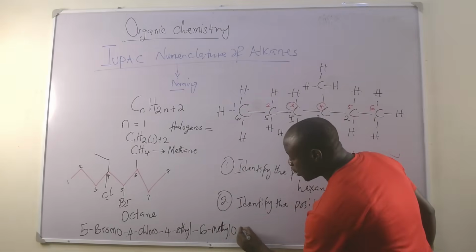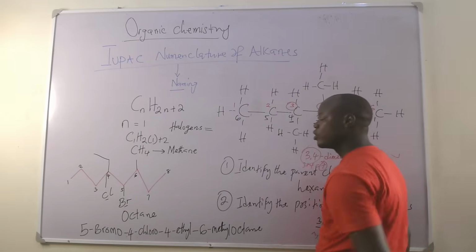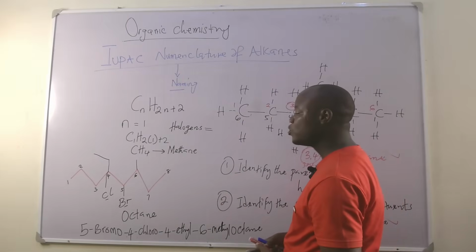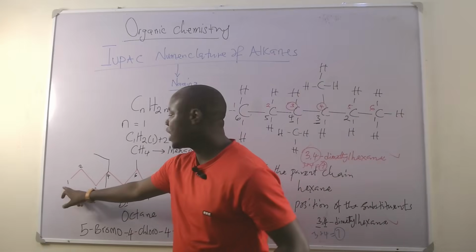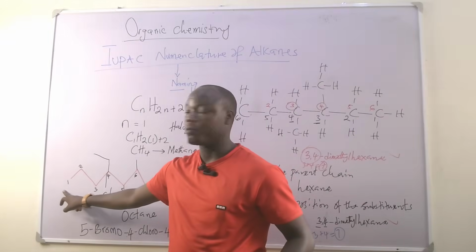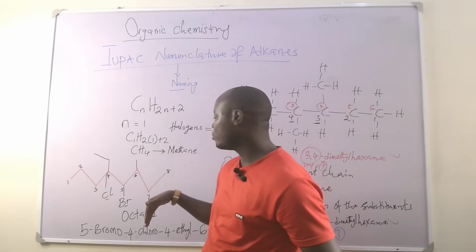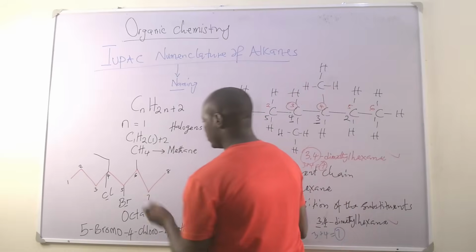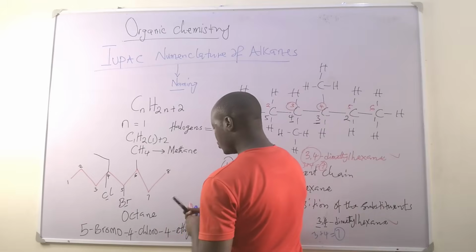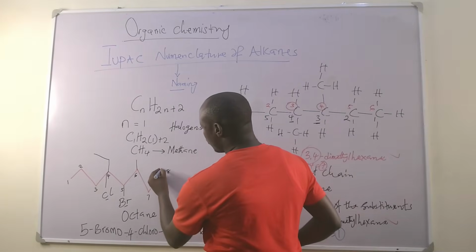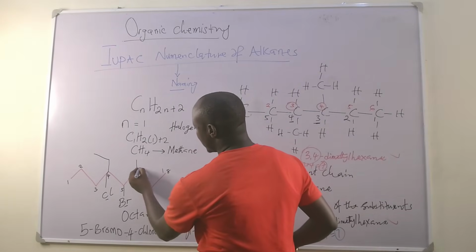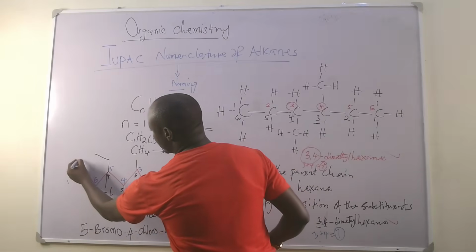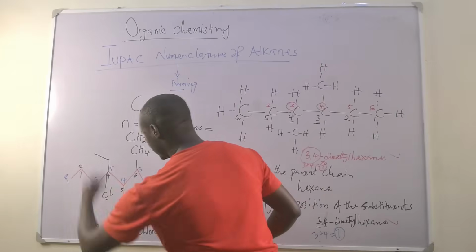So you add octane. So what do you do now? Is this correct? We are not sure. So we can also, you see, we counted from this direction, from right to the left. So now we count from left to the right, and we'll see what we are going to have. If you count from here, let me use blue. I have 1 here, 2 here, 3 here, 4 here, 5 here, 6 here, 7 here, and 8.